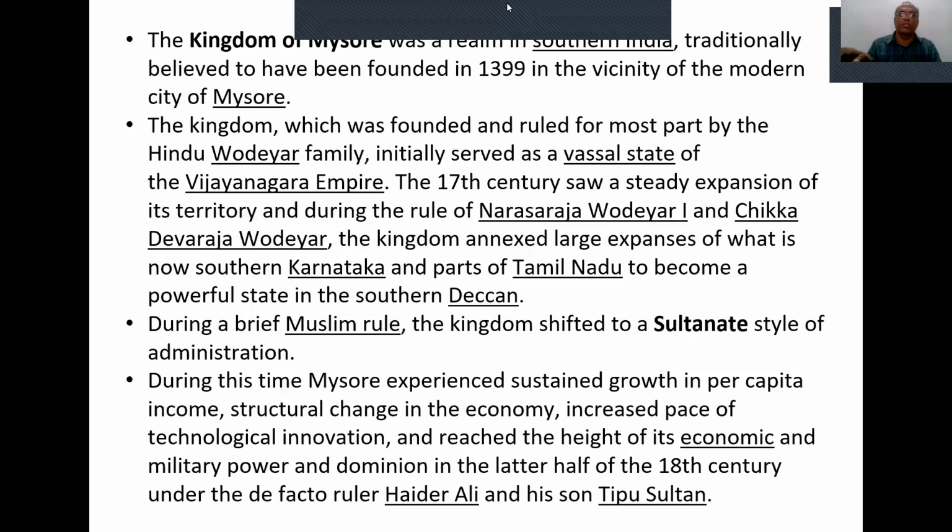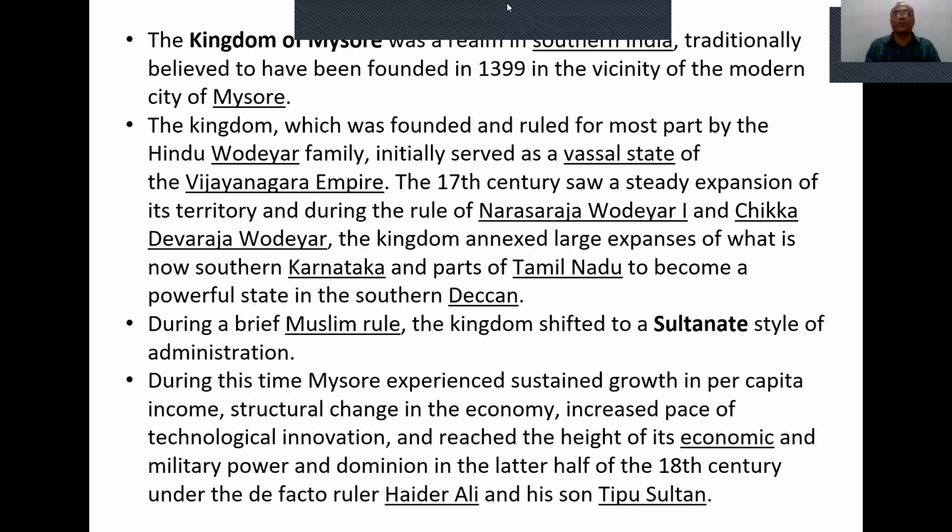Okay, so during this time, Mysore experienced sustained growth in per capita income, structural change in the economy, and an increased pace of technological innovation, and reached the height of its economic and military power and domain in the later half of the 18th century under the de facto ruler Hyder Ali and his son Tipu Sultan.